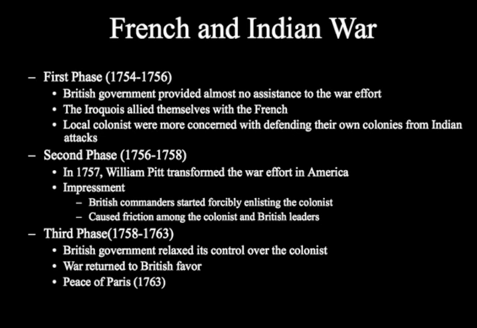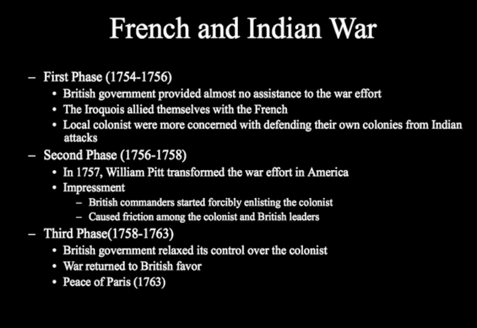Alright. So the French and Indian War, we can divide it up basically into three phases. The first phase was from 1754 to 1756, when the French and English engaged in the Americas. However, the British government provided almost no assistance to the war effort in the Americas, as they concentrated on their continental struggles. Remember, there was also a war going on in Europe, the Seven Years' War. And the British did not have the time nor the means to assist the Americans.